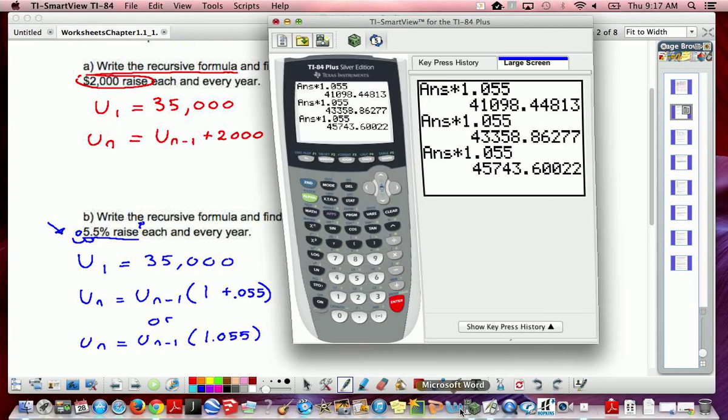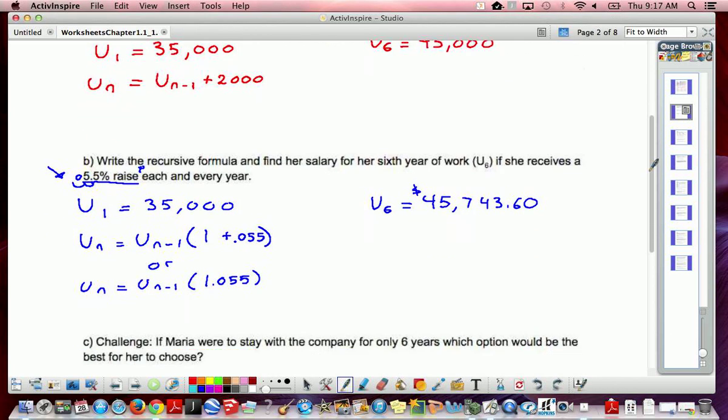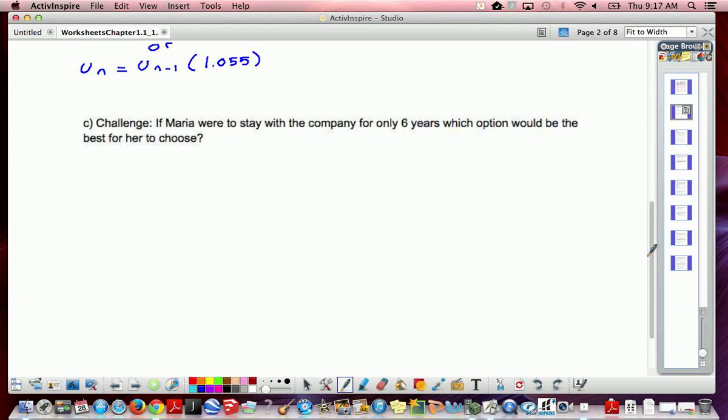However, if you go back to your calculator here, it's a little bit hard to see. But one of the things you also want to analyze and talk about is, well, how much do they make each and every year? And take a look at it over the whole 6 years. So what I'm going to do is compare the $2,000 raise versus the 5.5% raise. And I'm going to look at each and every year.